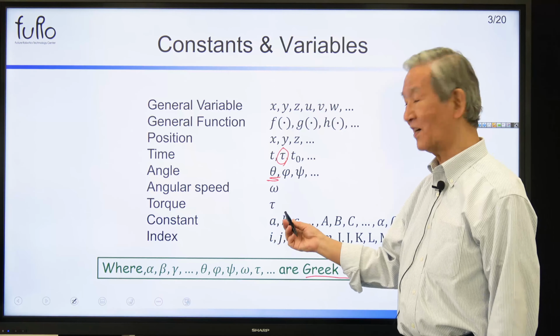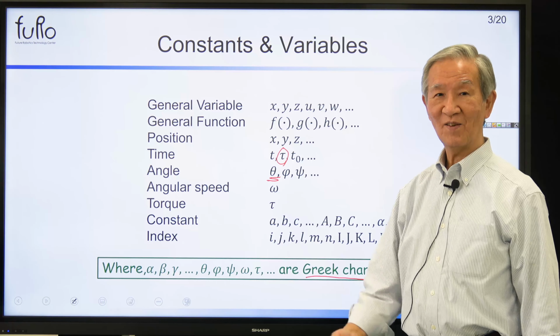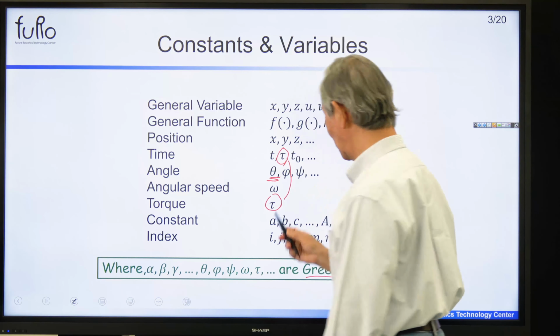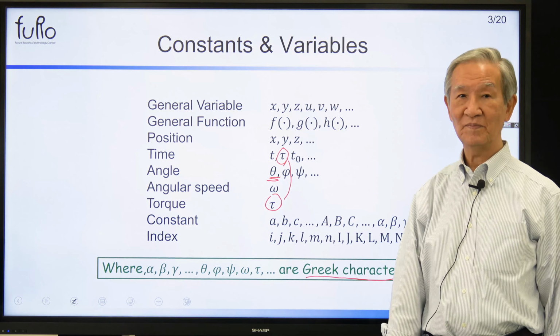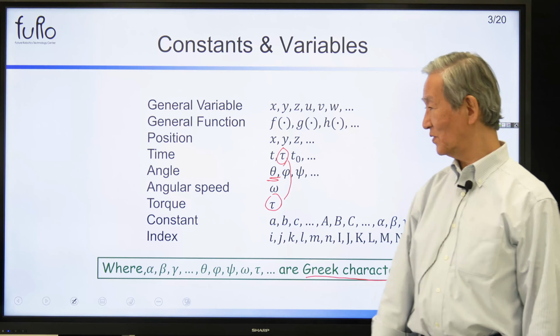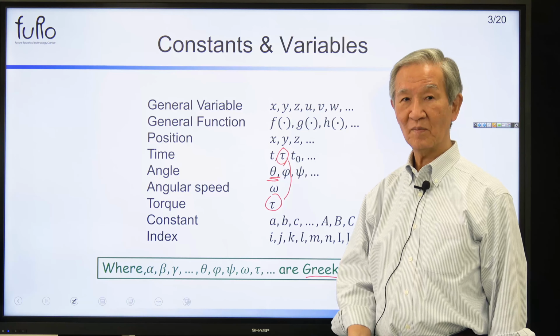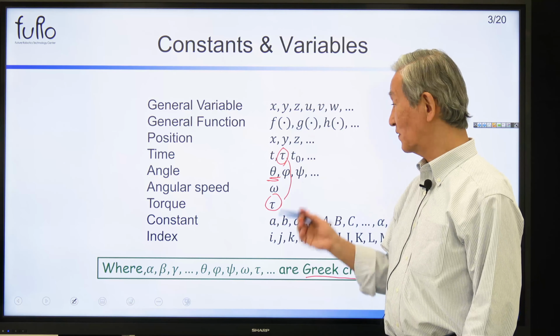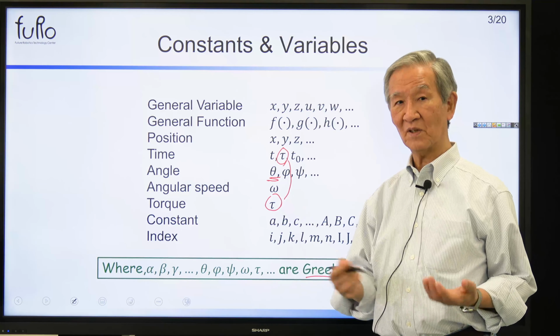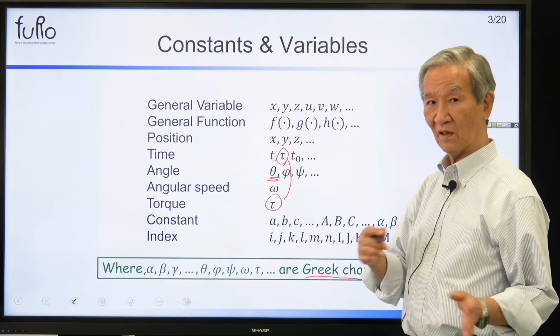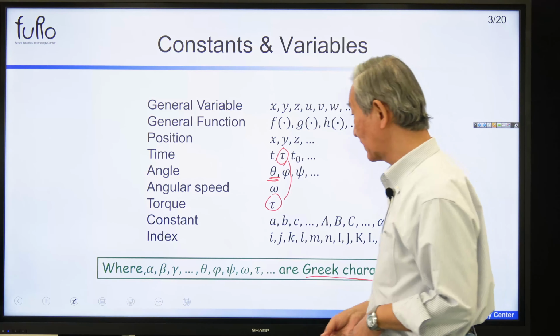And torque is tau. So you say, what's happening here? We have used tau there as time as well. Well, unfortunately, we use tau for both torque and time. But fortunately, it is very easy to distinguish them according to the context. So there are no ambiguities there.